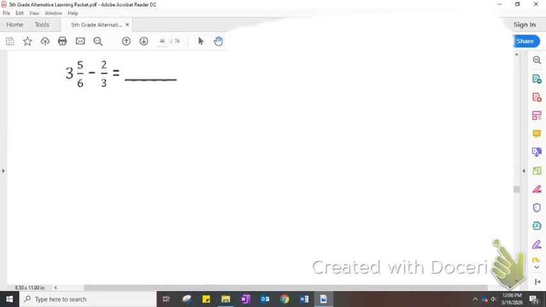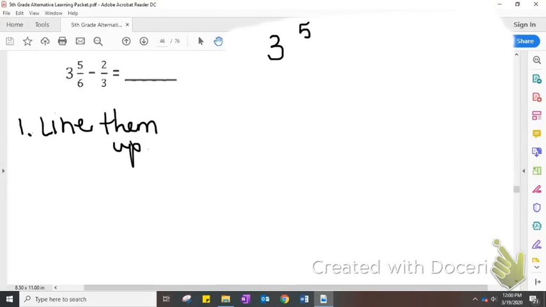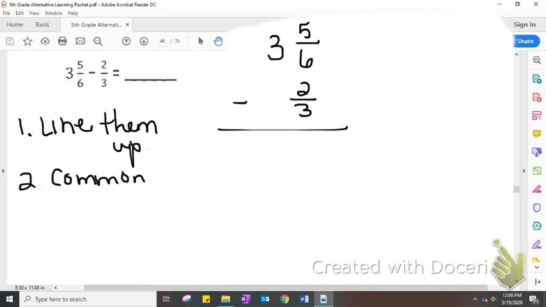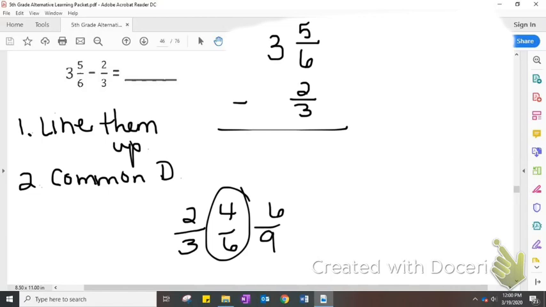Okay. So step 1 when we're subtracting is to line them up. Line them up. Let's do it. Step 2, common denominator. Okay, so let's skip count 2/3. See if we can get to that 6. 3, 6, there it is, 9. You could keep going, but there's no point. 4/6 is equivalent to 2/3.